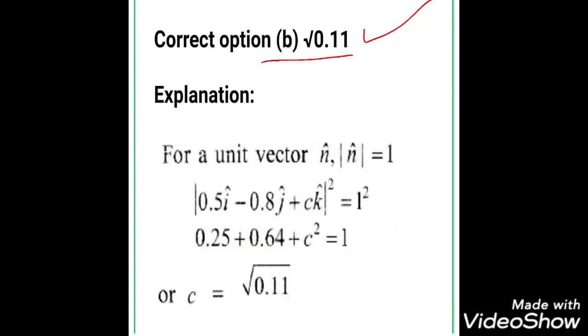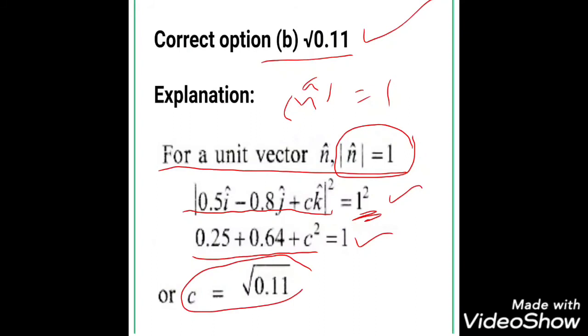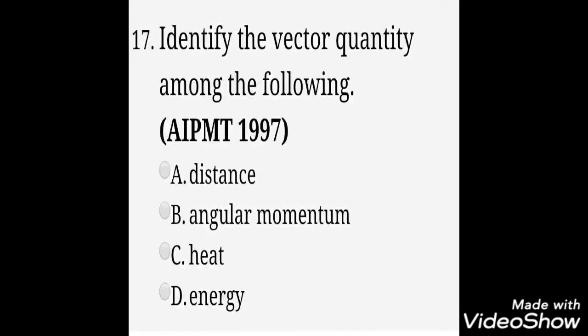Here they have mentioned unit vector. A vector whose magnitude is 1 is called a unit vector. So from the definition of the unit vector, mod of the unit vector is equal to 1. So here also you want to find out the magnitude of this value. So you are squaring both sides. So what happens? 0.25, 0.64 plus c square. So by taking i, j, k unit vectors, you are squaring and you are getting this value equal to 1 square, means 1. So if you simplify it, c is equal to square root of 0.11 is the correct answer.